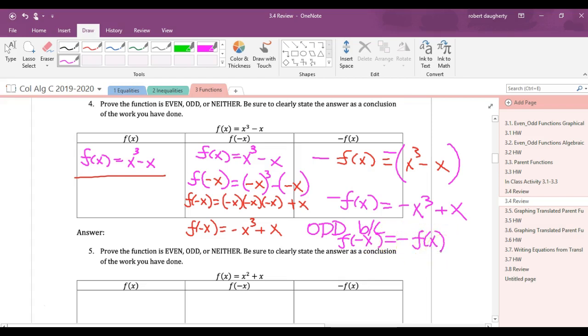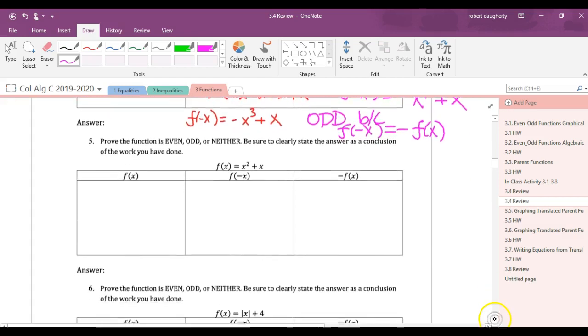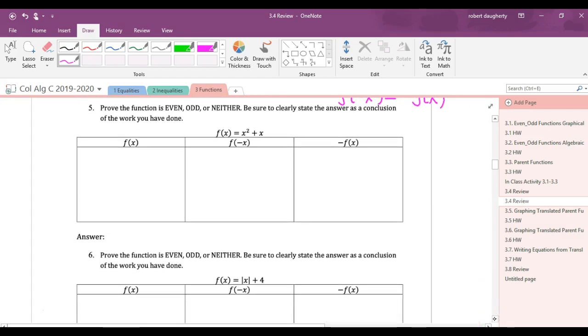If I had asked you, is it even, yes or no, the answer, it is not even. Why is it not even? It is not even because these two things are not equal. And it is odd because these two things are equal. So again, proving something to be even, odd, or neither.